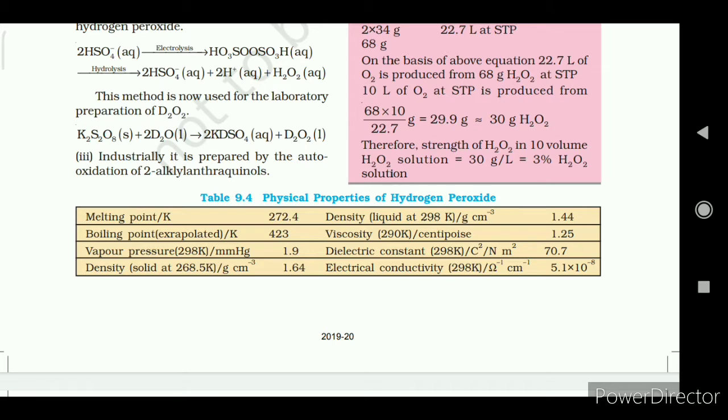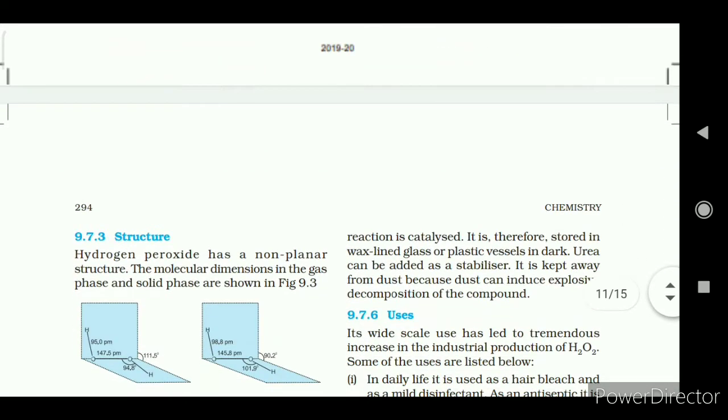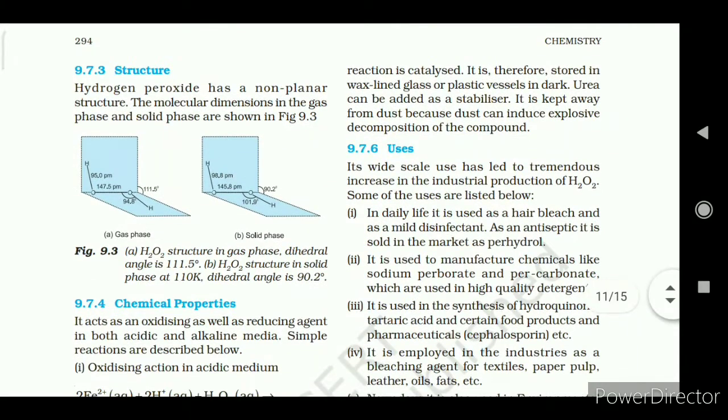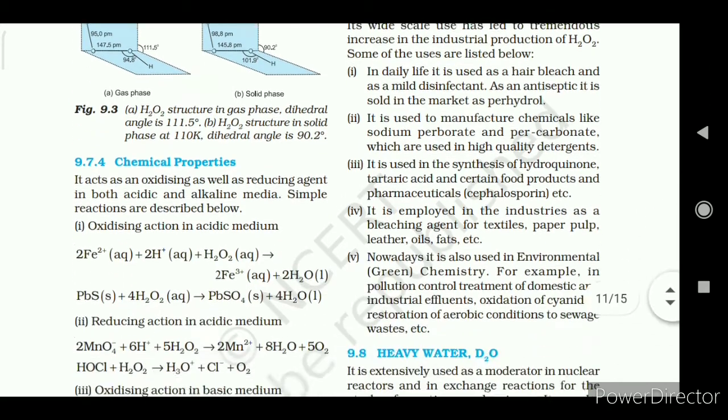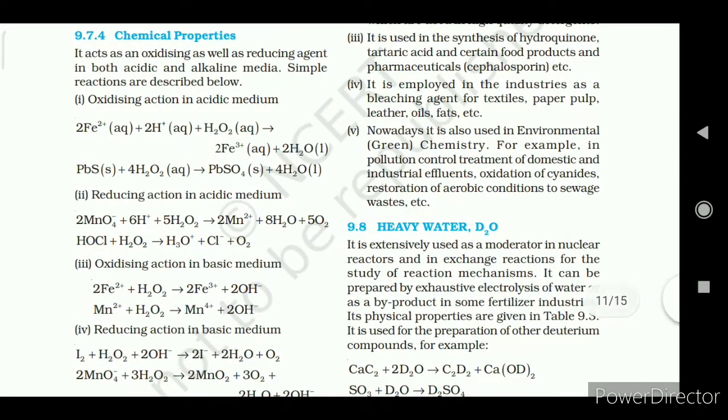9.7.5 Storage. H2O2 decomposes slowly on exposure to light. 2H2O2 gives 2H2O plus O2. In the presence of metal surfaces or traces of alkali, the above reaction is catalyzed. It is therefore stored in wax-lined glass or plastic vessels in dark. Urea can be added as stabilizer. It is kept away from dust because dust can induce explosive decomposition of the compound.